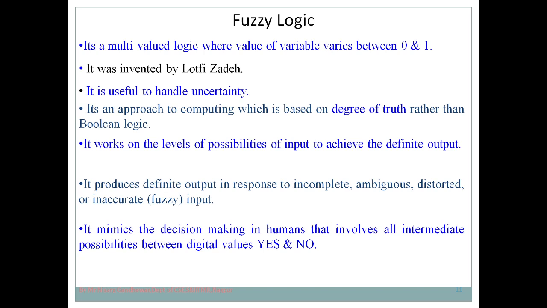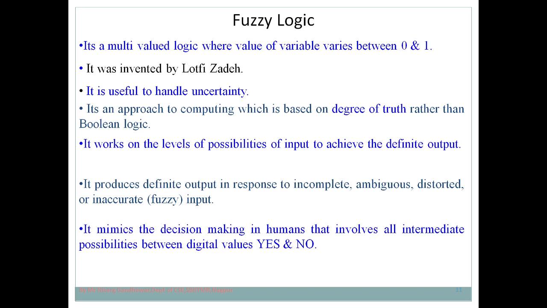Then we can say that it's an approach to computing which is based on degree of truth. Degree of truth means what? Again, uncertainty, how much correct it is. Okay, the speed of the car has been divided into 3: high, low, medium, like this. Degree of truth rather than Boolean logic. Means in case of fuzzy logic we are focusing on multi-value logic. It works on the level of possibility of input to achieve a definite output. So fuzzy logic works on the concept of possibility. It works on the concept of approximation.